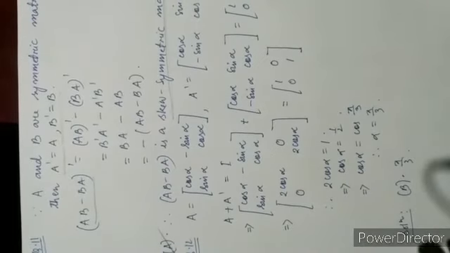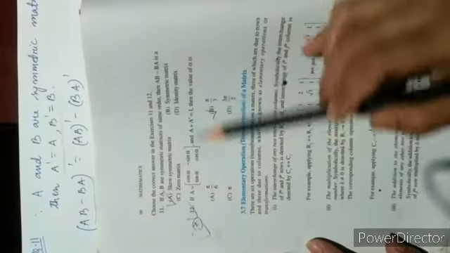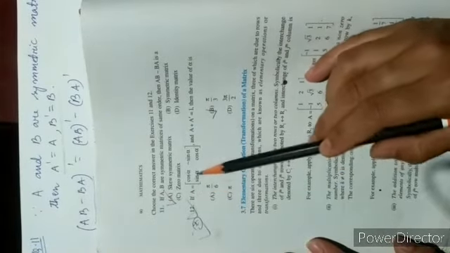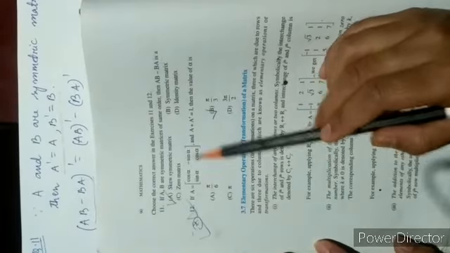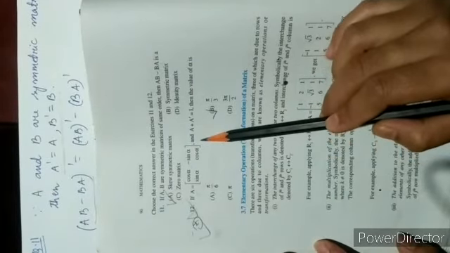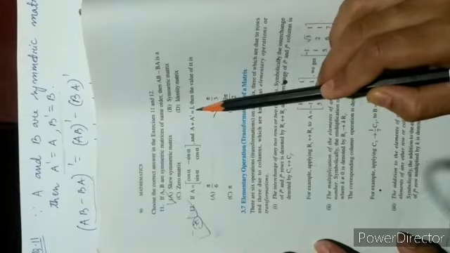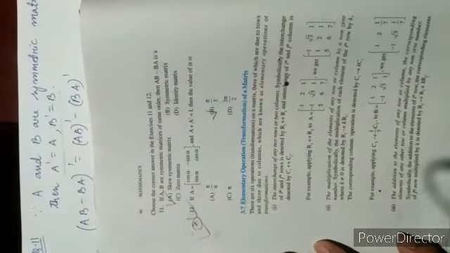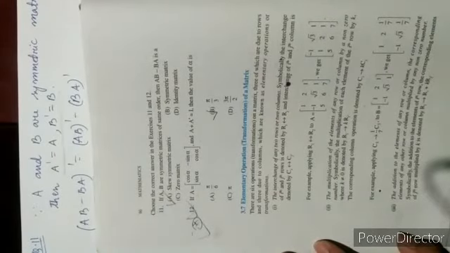Next for question number 12. Question number 12, an important question. If matrix A, whose elements are cos alpha minus sin alpha, sin alpha cos alpha, and A plus A dash is equal to identity matrix, then find the value of alpha. The options are option A, option B, option C, and option D.